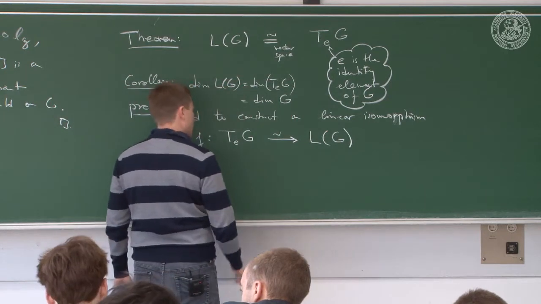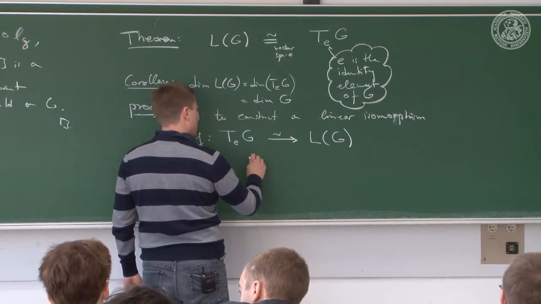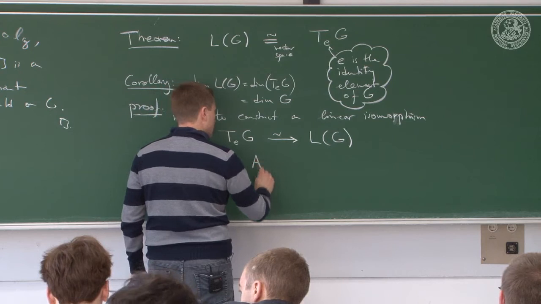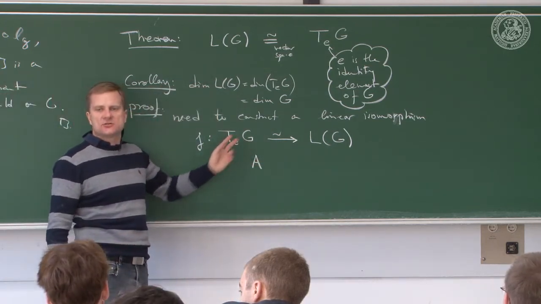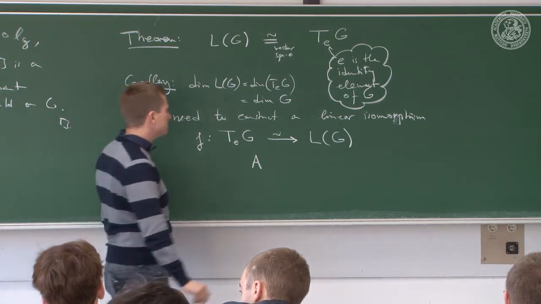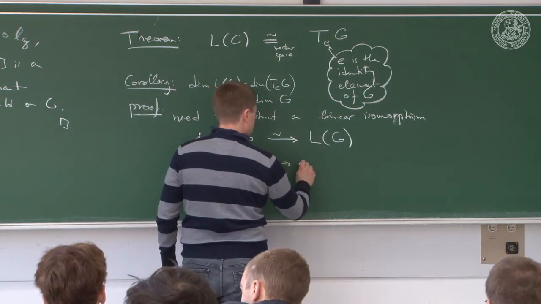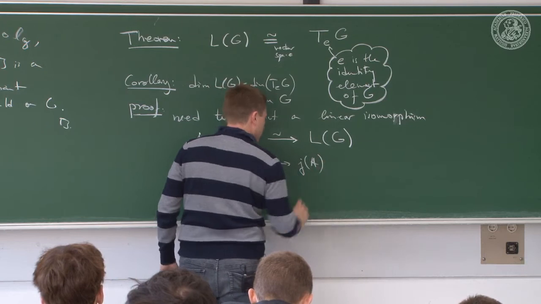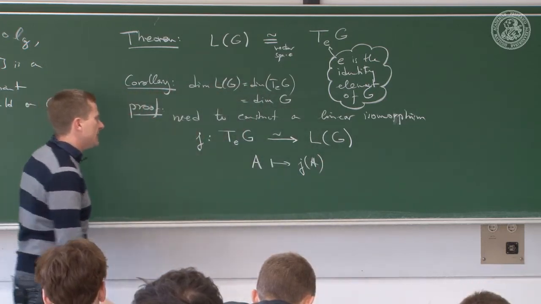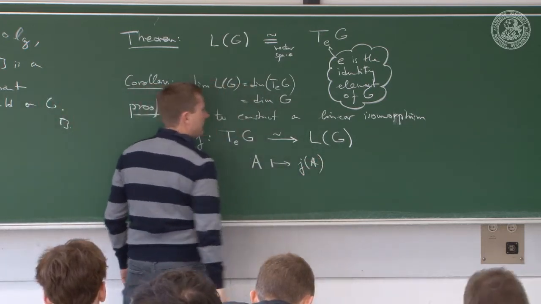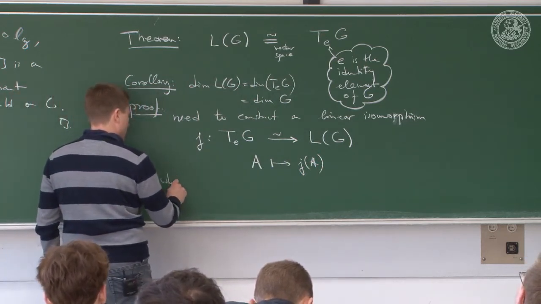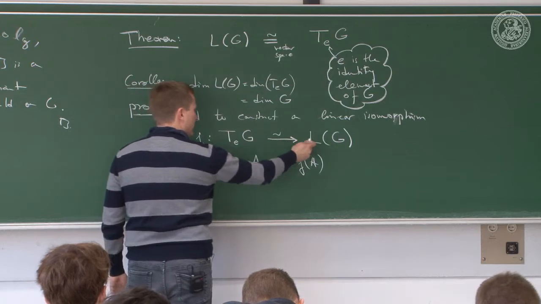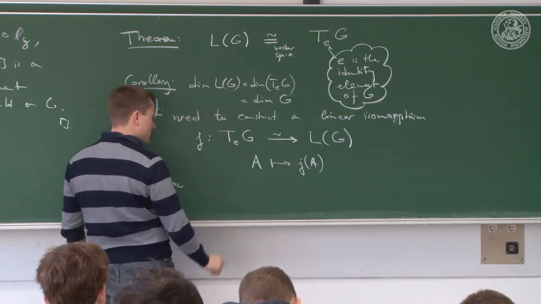So how do I construct it? Well, let's take an element A. Let's say the Latin capitals are elements. It's just a vector in this tangent space at the identity. And so I send this to J of A, okay? But J of A is supposed to be a left invariant vector field. So I have to say how I construct this left invariant vector field from an element of the tangent space.